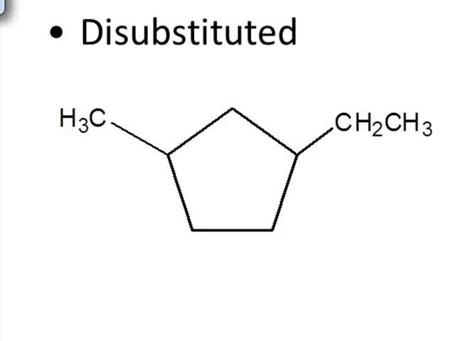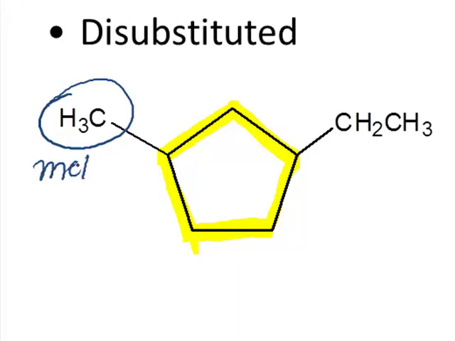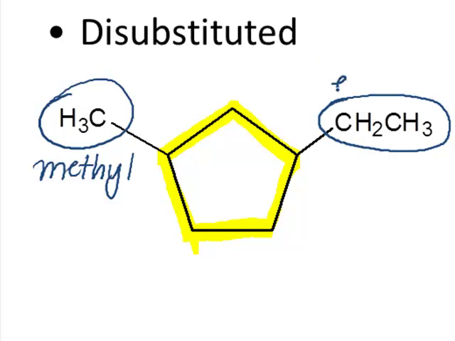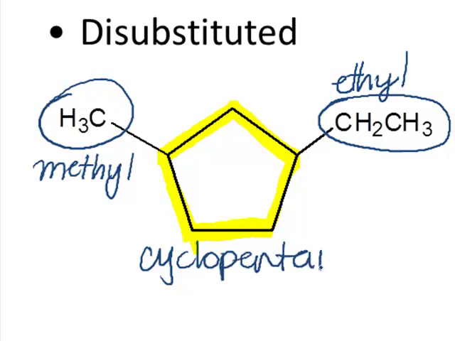Okay, so when I look at this, again I have to figure out how many carbons are in the backbone. I look at this shape, and this is a 5-carbon shape, also called a pentagon. My branches are a 1-carbon branch. We know that this is going to be the methyl substituent, and a 2-carbon branch, which is the ethyl substituent. So I know I'm going to have a methyl, an ethyl, and a cyclopentane somewhere in the name. But I have to decide how to actually put this together.